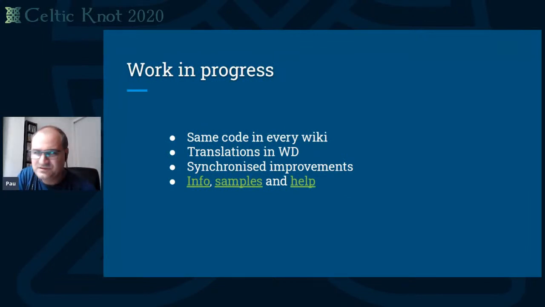So what are we doing now in Catalan Wikipedia to improve these Wikidata-powered infoboxes? We are trying to have the same code in every wiki. We are making these infoboxes global to be used in every wiki, and the translations to be in Wikidata. So there is a standard, and the improvements could be synchronized everywhere.